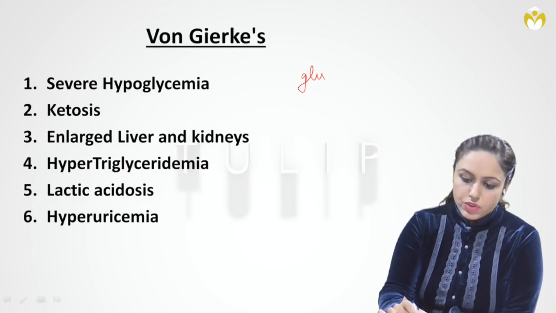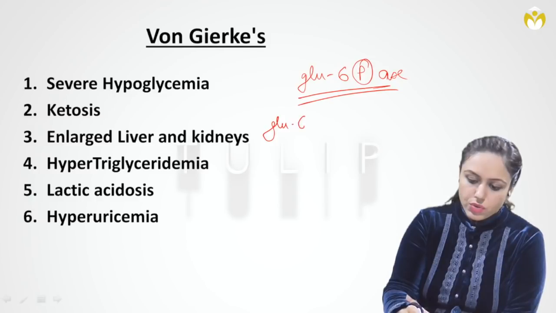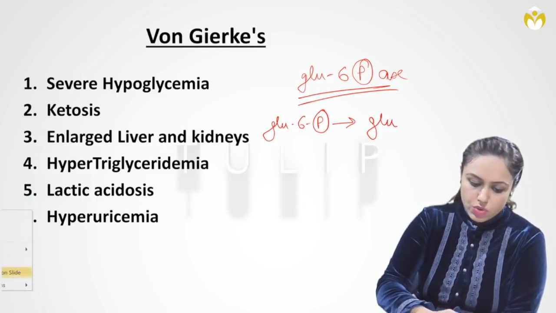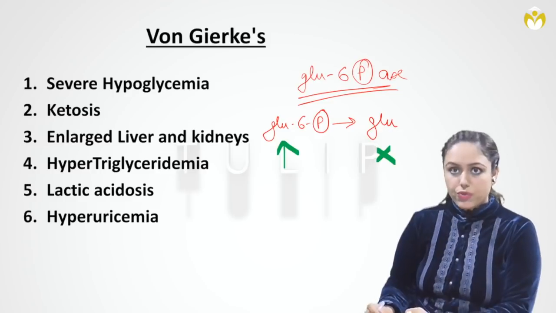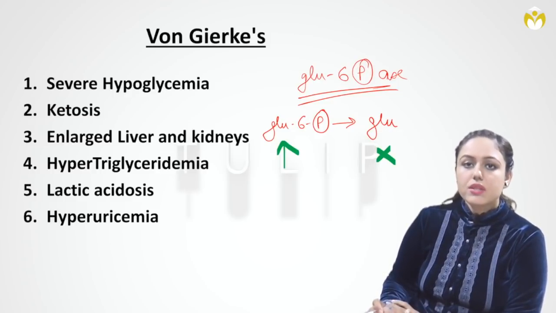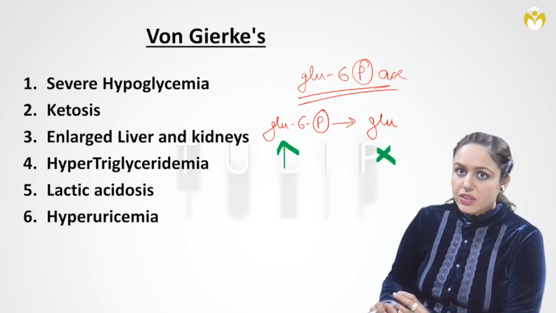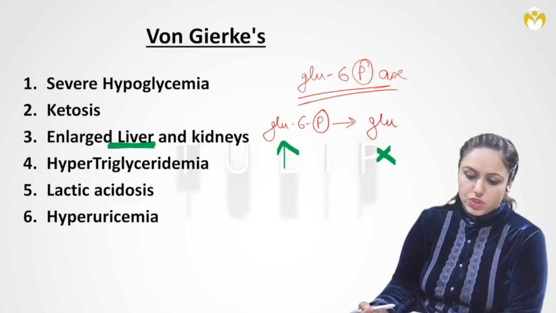The enzyme deficient is glucose-6-phosphatase. This enzyme converts glucose-6-phosphate to glucose. So when this step is not occurring, the product glucose is not formed and the substrate glucose-6-phosphate accumulates. Accumulation of glucose-6-phosphate occurs in the liver, which will lead to increased glycogen deposits. That's why hepatomegaly occurs in these patients.